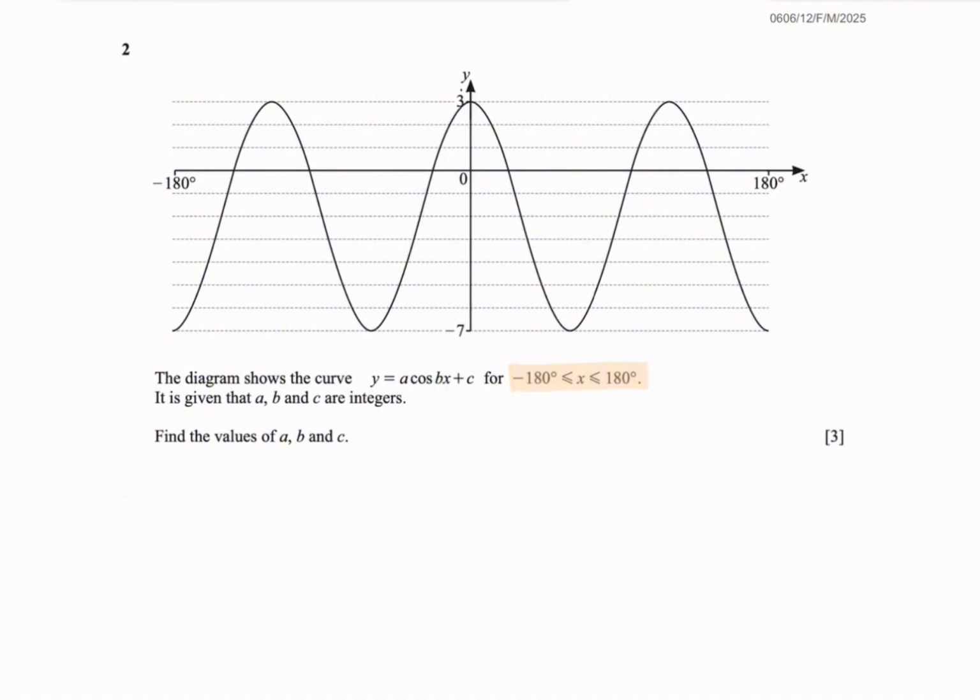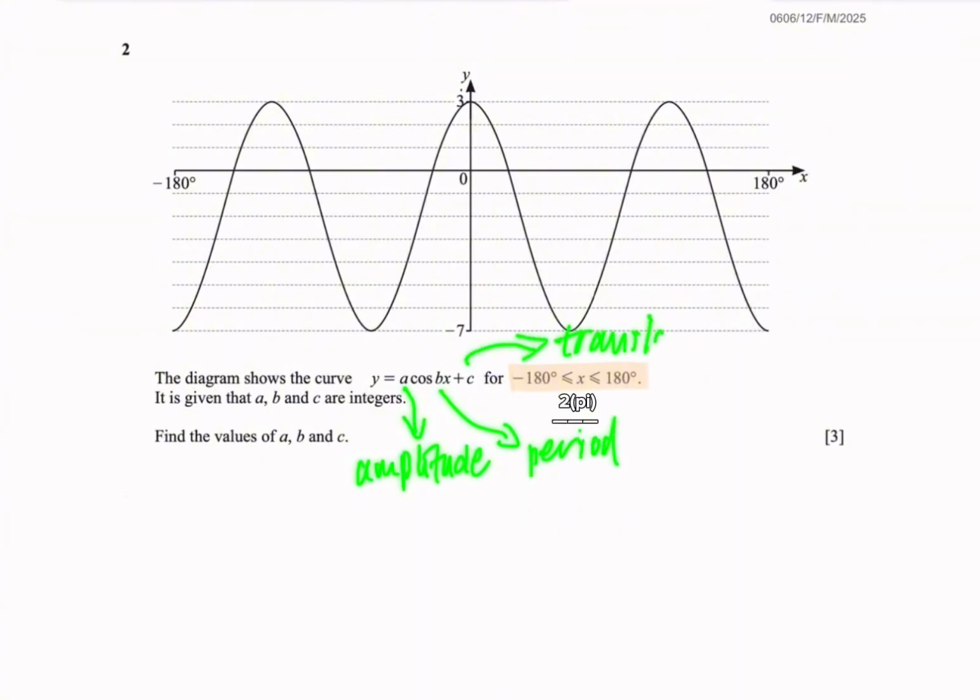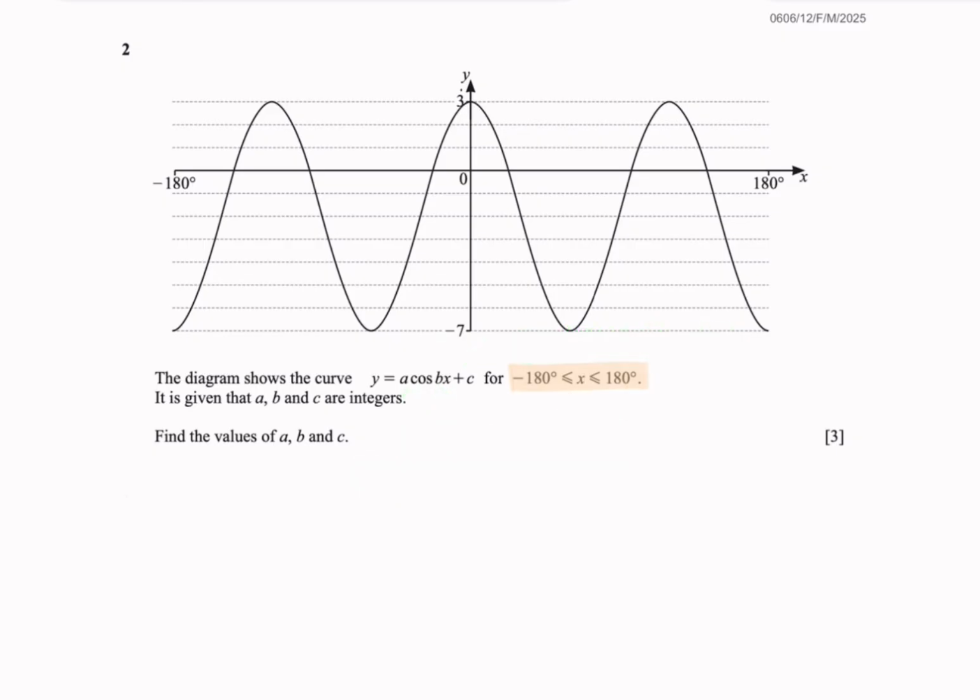And the second thing that you need to note is that a is the amplitude, b is 2 pi over the period, and c shows you how much the graph is translated. So you need to know these three things.